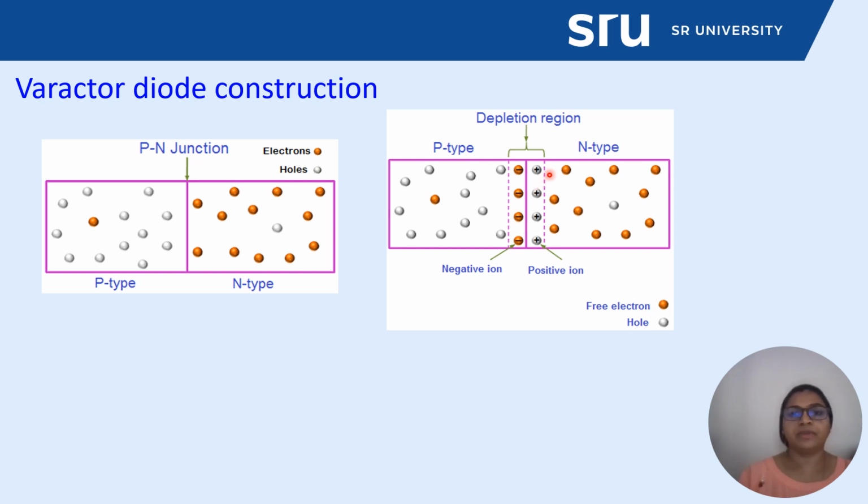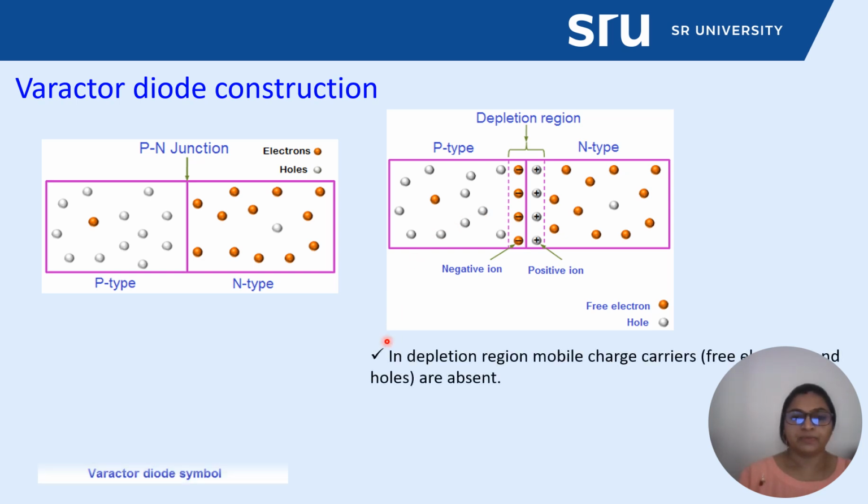The positive and negative ions do not move from one place to another. This depletion region also blocks the free electrons from the n side and holes from the p side. This depletion region blocks the electric current across the p-n junction.